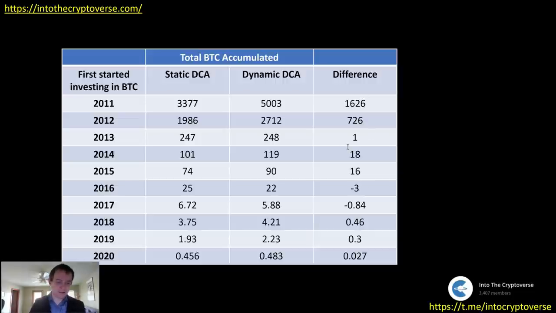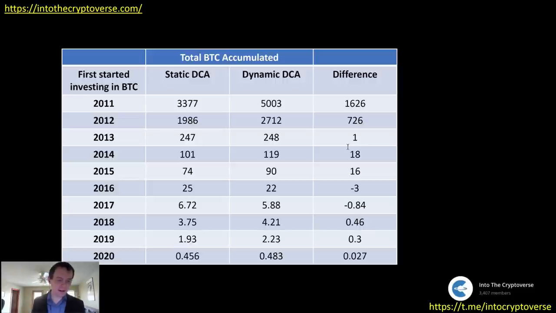So the evidence to me, and this is why I talk about dynamic DCA all the time, seems to suggest that dynamic DCA is the better approach. It allows you to accumulate more Bitcoin if you can stick to it systematically over a long period of time.